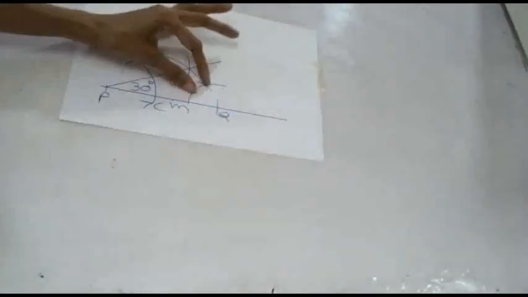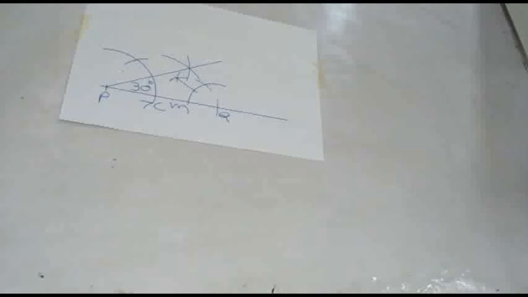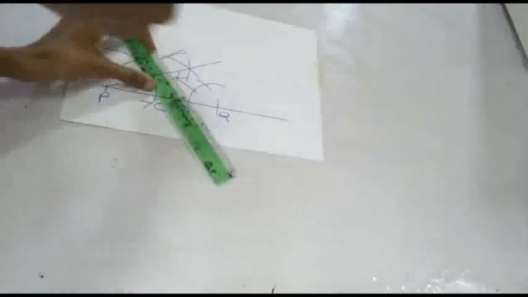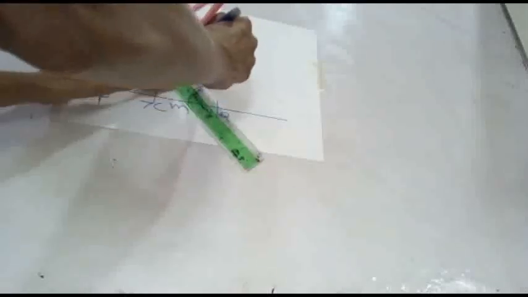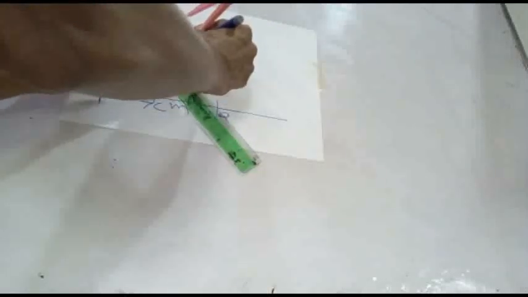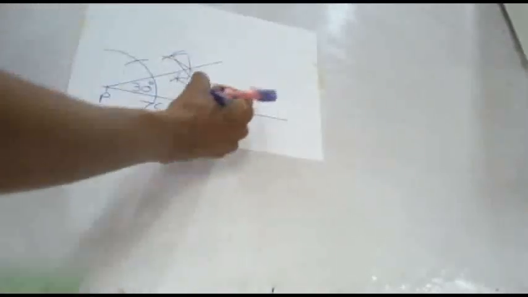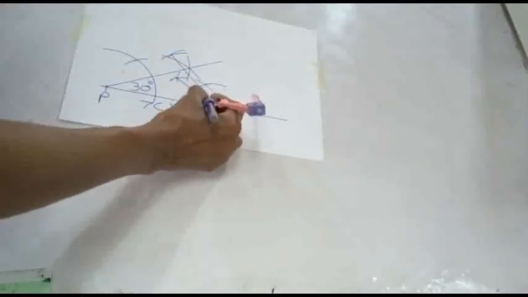Take these 2 points as the center and the same radius. Draw 2 arcs to intersect each other. Now join the intersected point and Q. The magnitude of this angle is equal to 45 degrees.